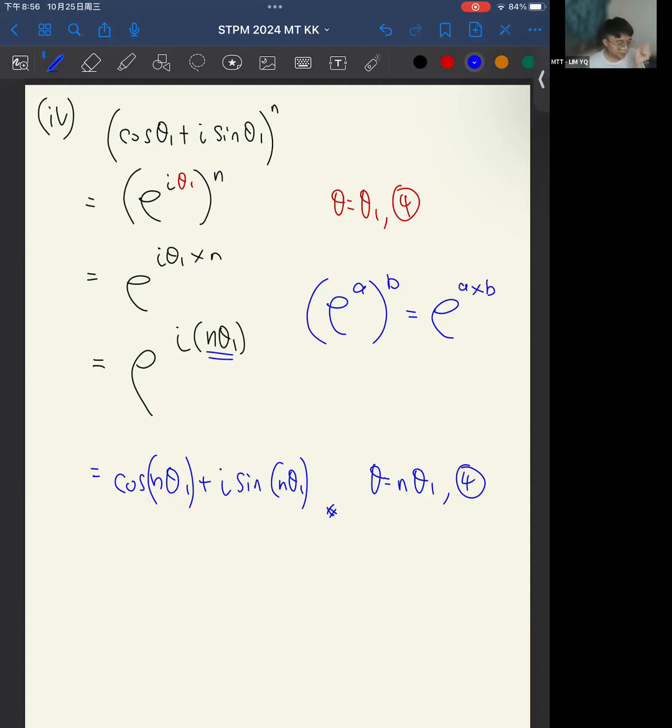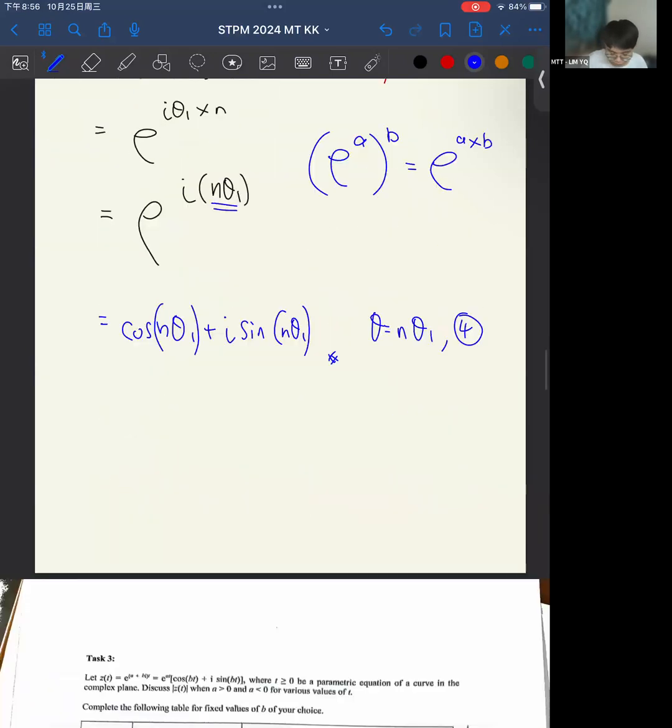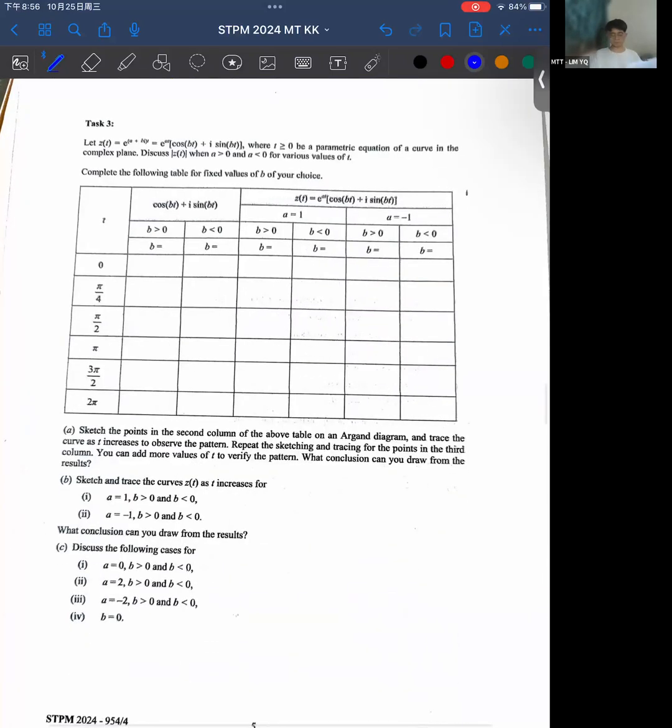Part C also same. Part C, change into polar form and then use De Moivre's theorem. I already did it many times for you. If you don't know, you can try it first, then you ask me. I think today our main point is still task 3 and task 4. Very difficult questions. Now I will go to it. So you try by yourself.